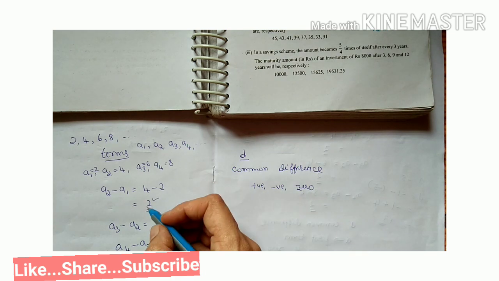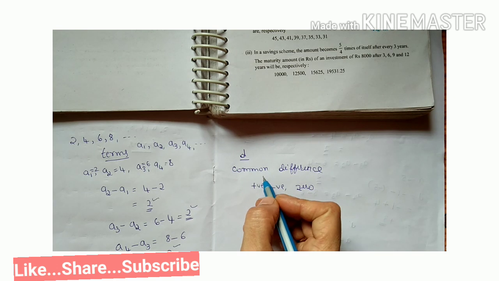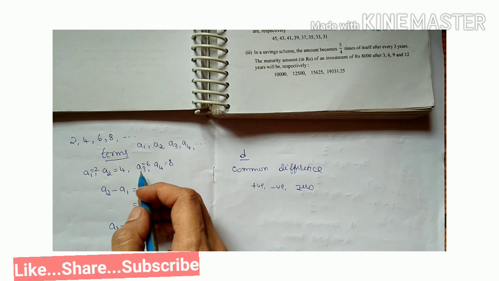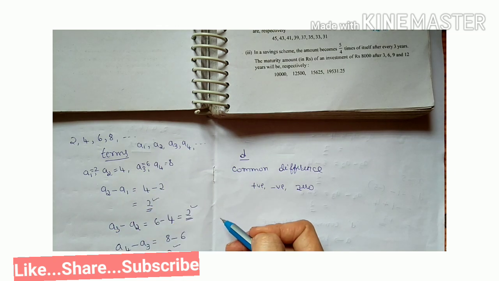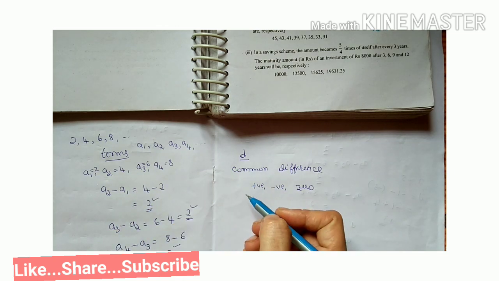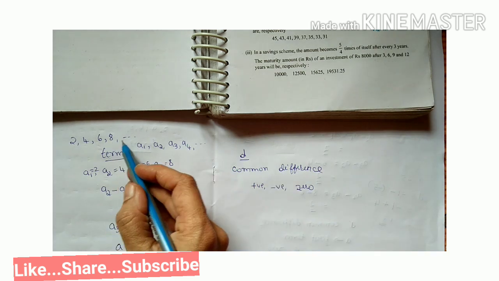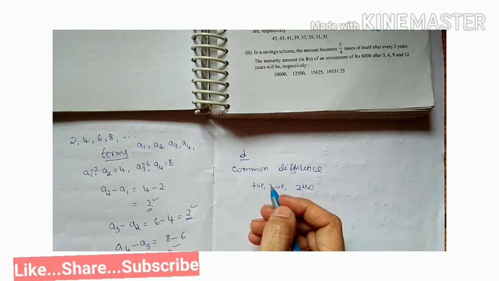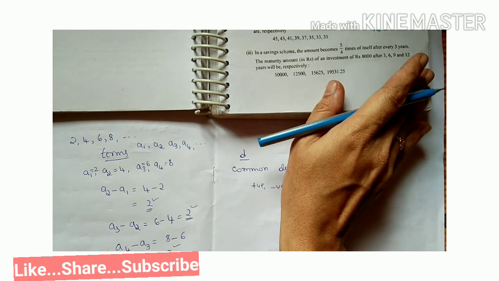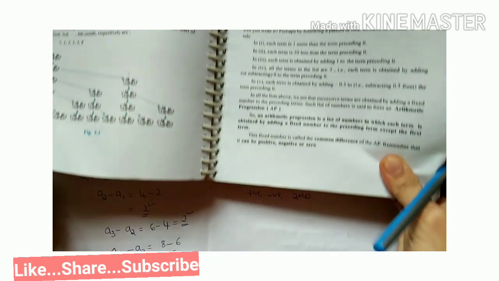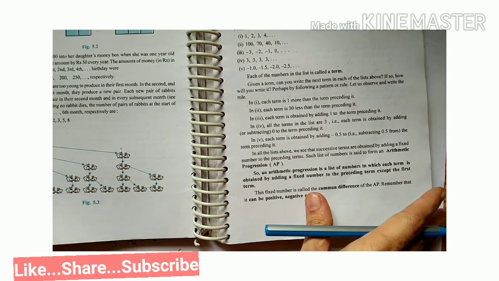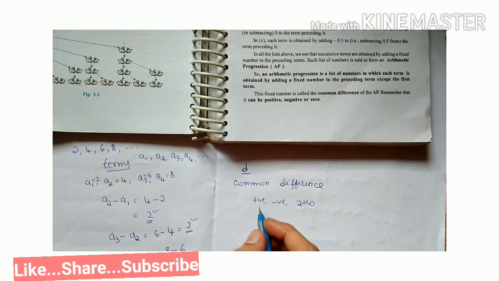We can find common difference D using any two consecutive terms. Here the condition is the numbers are in AP. Let us find the first term and common difference. Here the first term is denoted by A.